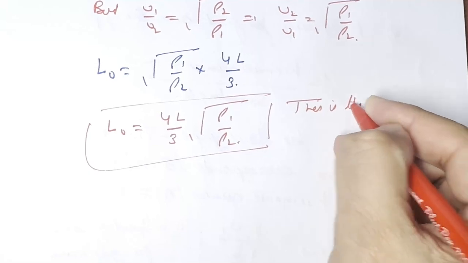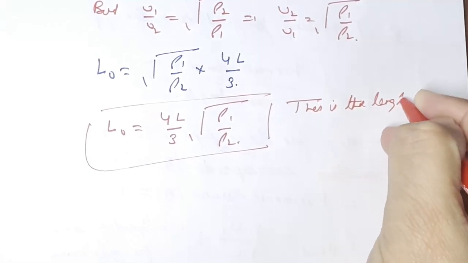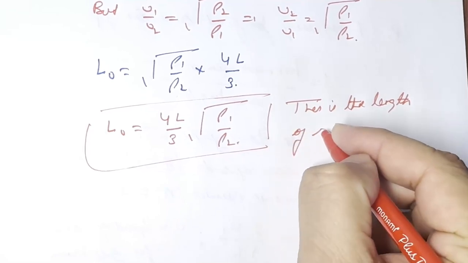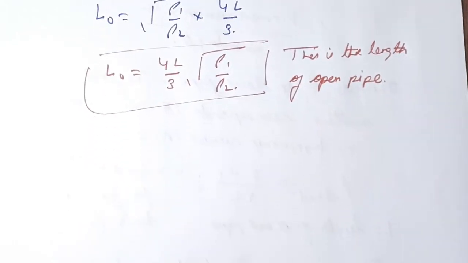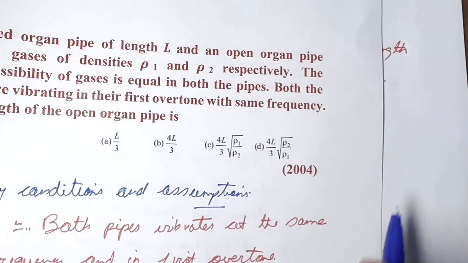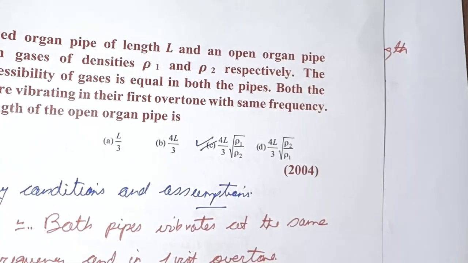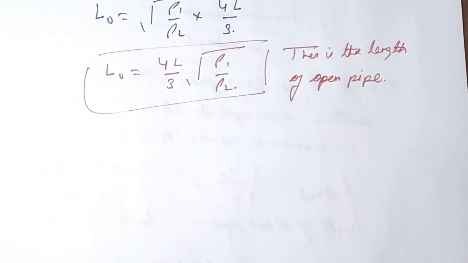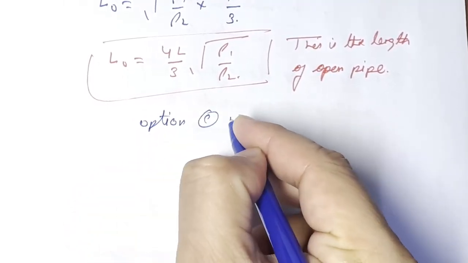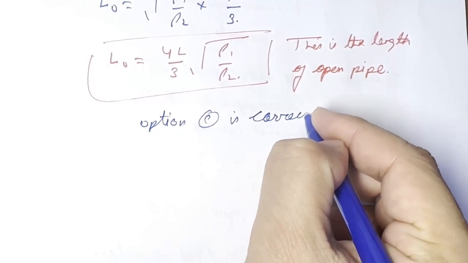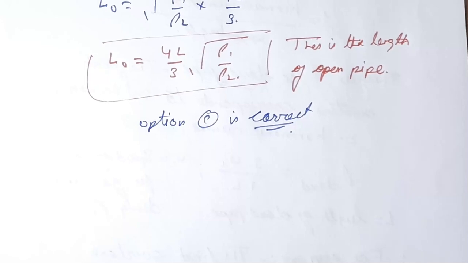This is the length of open pipe, and the option that is given to us is 4L by 3 times square root of rho 1 by rho 2. Option C is the correct option. So this completes the question.